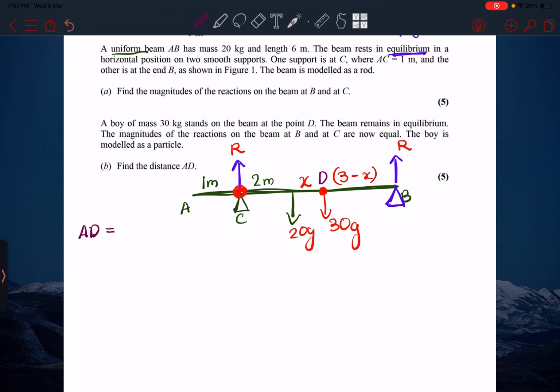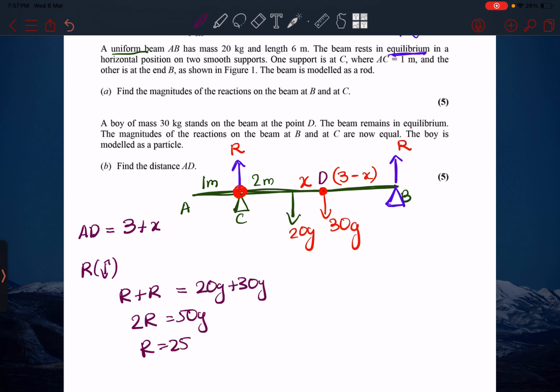So AD is essentially, this is 3 meters, so that 3 meters plus my X would be AD. So 3 plus X, that would be AD. Right, so first thing that I would do, resolve the forces up and down. The two forces that are going up are R and R. Two forces that are going down, 20G and 30G. So we can now say 2R is 50G, or the reaction force is 25 Gs.